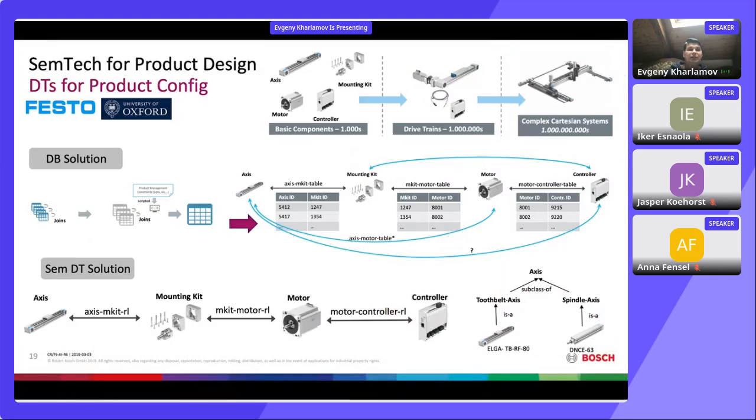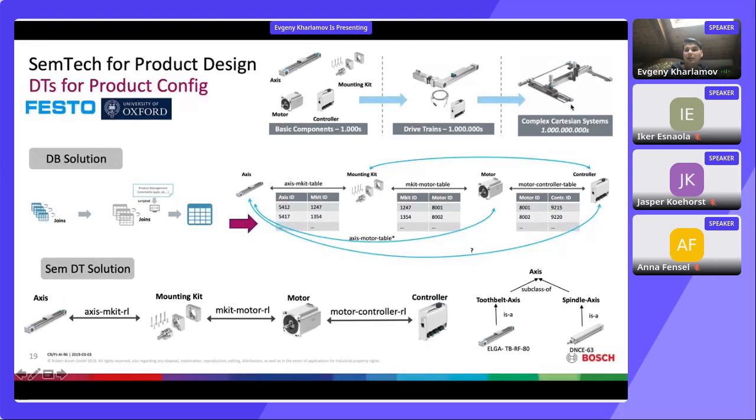Another impact is for Festo, where together with Uni Oxford, we're developing a semantic solution to help configure things like that, where you would like to get a complex Cartesian system, for example, for manufacturing, like a conveying line or something. To configure the system, it can be configured out of thousands of basic components and millions of drivetrains. So we're talking about billions of combinations, which is really difficult to do.